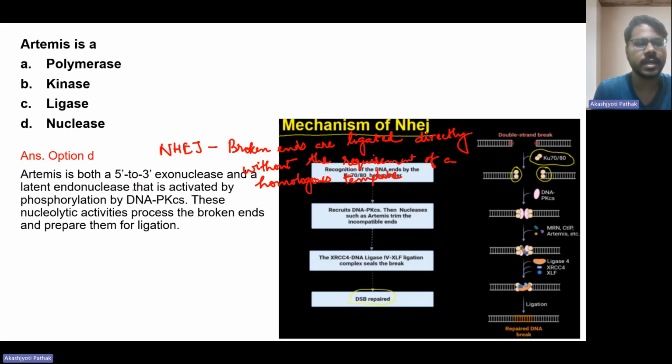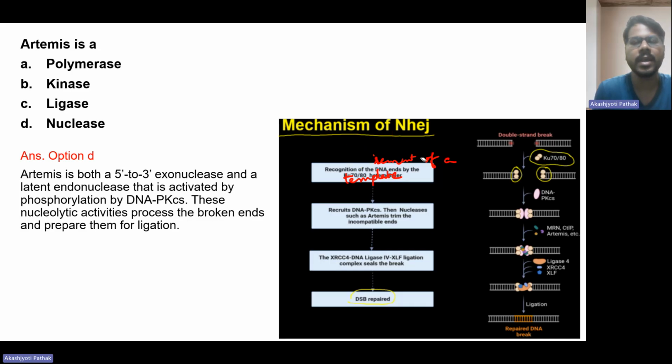So this is activated by phosphorylation. And who is doing this phosphorylation? This is done by DNA-PKcs. And these nucleolytic activities process the broken ends and prepare them for ligation. For ligation you require a 5' phosphate end and a 3' OH group. So Artemis, with its exonuclease and endonuclease activity, creates the 5' phosphate and 3' OH so that this ligation can take place.